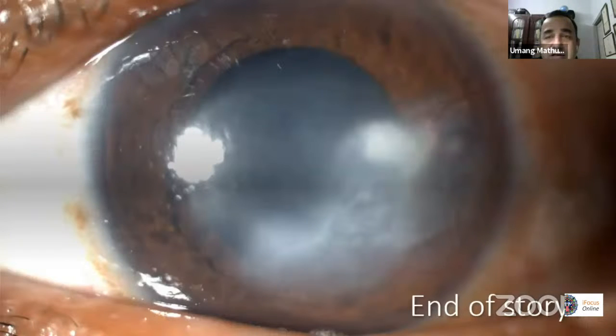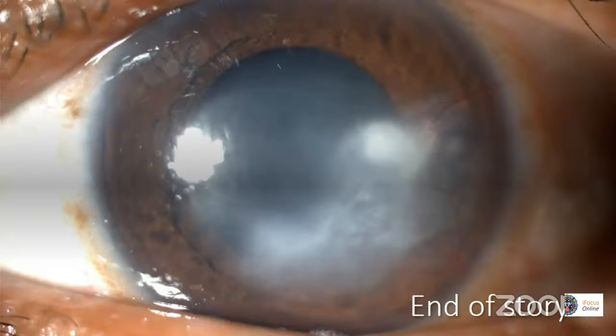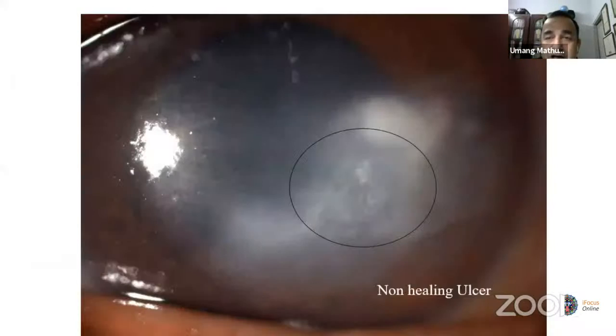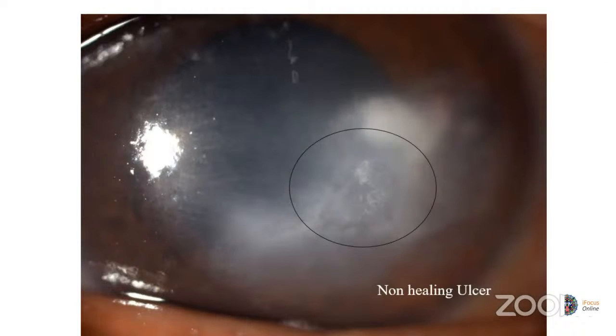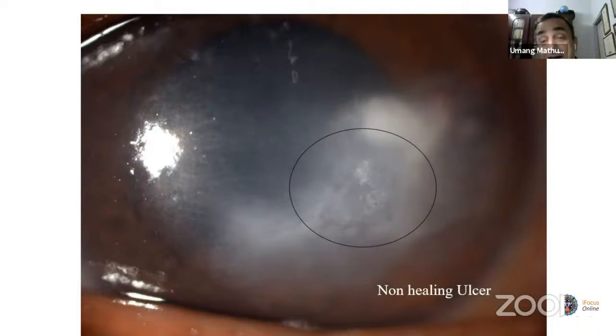This is how it will start healing. And it basically heals with a scar. And you think that that's the end of the story. However, if you look closely, there's an epithelial defect which is not healing for 2 weeks. And here it's a clean base and slightly punched out. So what is happening here now? So toxicity because of antivirals. It could be that, and there is now a neurotrophic kind of a defect there.